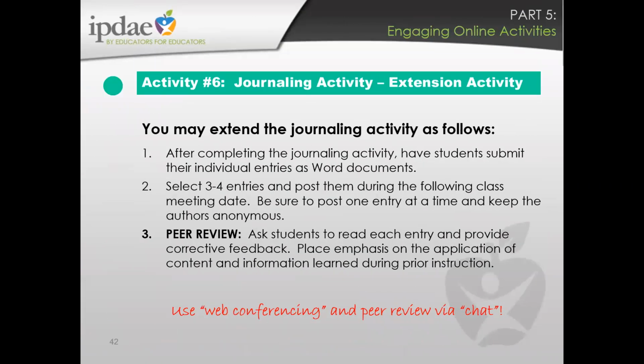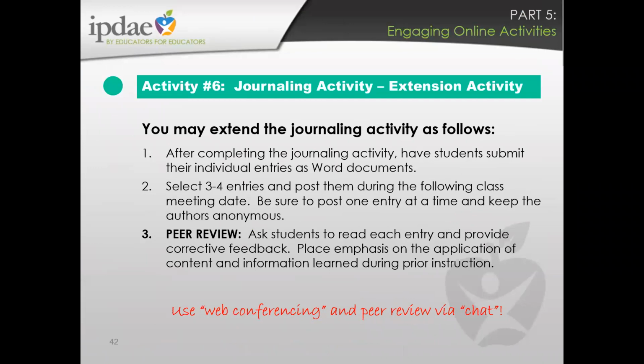So you can use the prior activity and extend it as follows. One, after you complete the journaling activity, just have the students submit their individual entries as Word documents. You as the teacher are going to select 3 to 4 entries, and you're going to post them during the following class meeting date. So be sure to post 1 entry at a time, right? And keep the authors anonymous. Don't forget to do that.